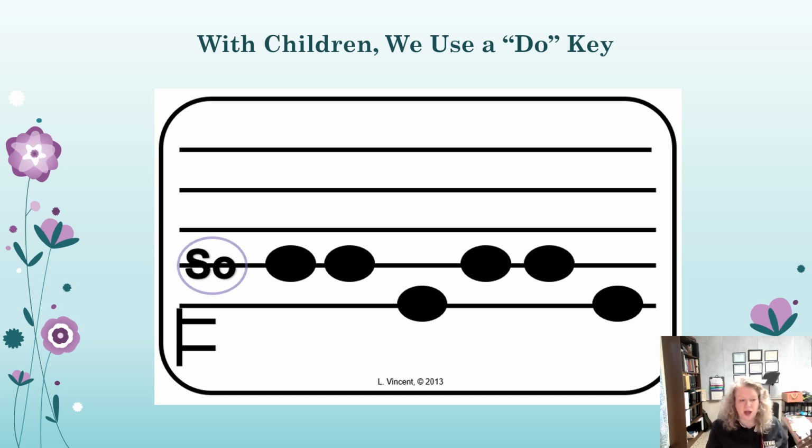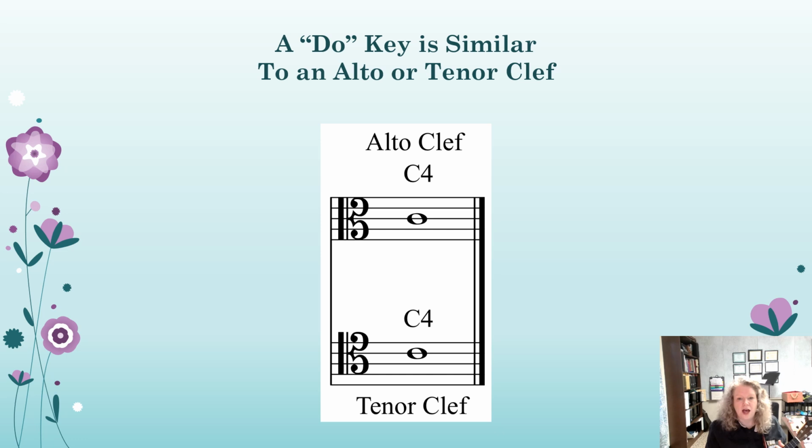So here is another clef. Oh, and there I'm circling so, and there's the do key. If you ever see that, it is a do key. A do key is similar to an alto or a tenor clef. Notice that both of the clefs look very similar, but they're just placed with the center of the clef at a different line. Middle C or C4 is where that center of the alto or tenor clef is.